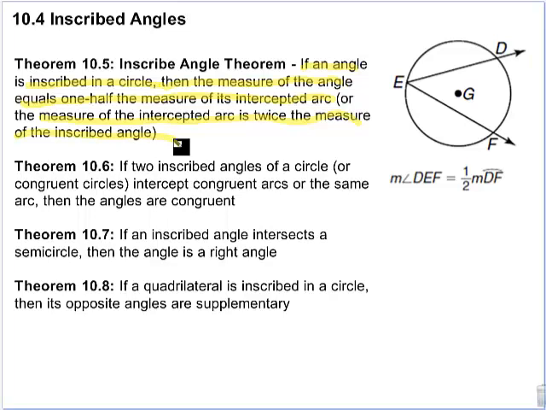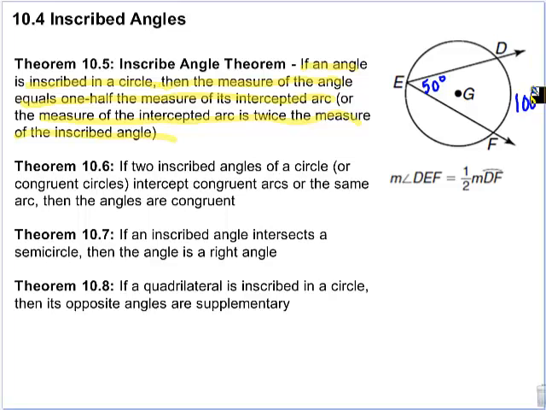Well, it's all important information. For example, if I tell you angle DEF is 50 degrees, what does the arc measure from D to F have to be? 100. Oops, I divided. Okay? So the arc measure is twice as large as the inscribed angle, or the inscribed angle is half of the arc measure. Okay?